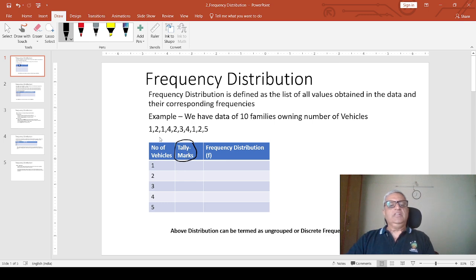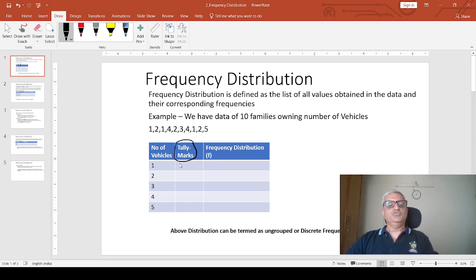Okay, so let's move on. What is the first data point? The first family has one vehicle. The number of vehicles is laid down in rows. We have one as the minimum number of vehicles found in the data, and 5 as the maximum number of vehicles found in the data. So the data comprises all the numbers between 1 and 5, including 1 and 5.